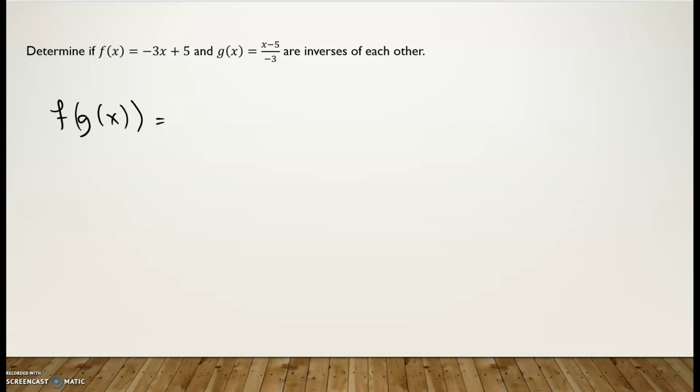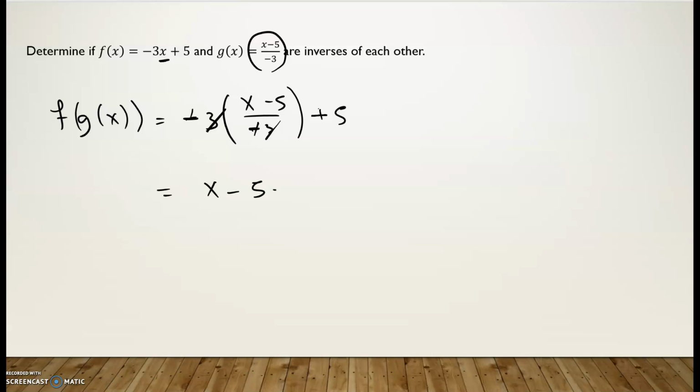Wherever I see an x value in f, I'm going to plug in this whole thing. So negative 3x minus 5 over negative 3, plus 5. We have a negative times a negative, which is a positive, so they cancel out. Cancel the 3's out as well. And so I have x minus 5 plus 5. Those cancel, and I'm left with x. So I can say yes, f of x and g of x are inverses of each other.